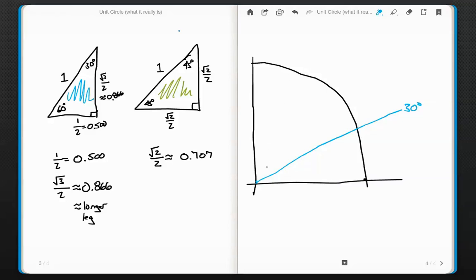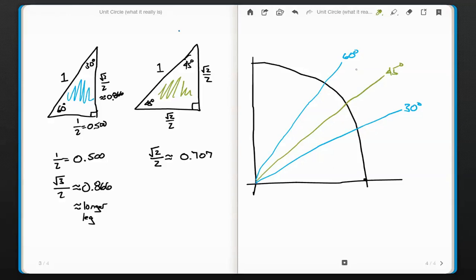I'm going to draw this one, also in blue, which is 60 degrees. And then I'm going to split the middle of these two and draw this one in, which is 45 degrees. All right, why am I doing that?